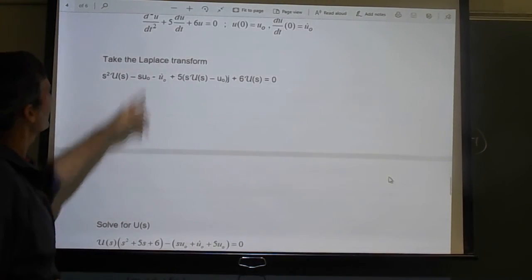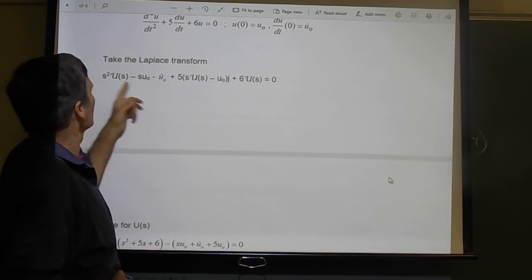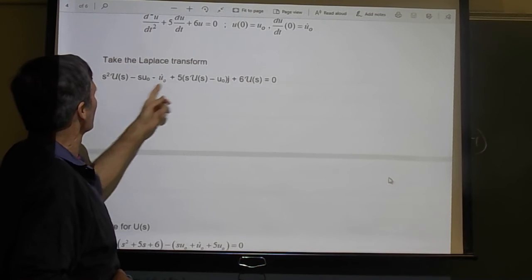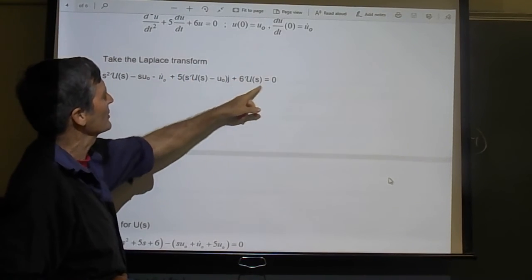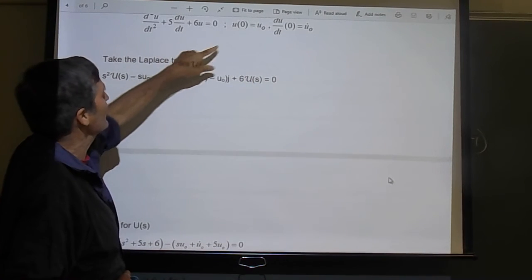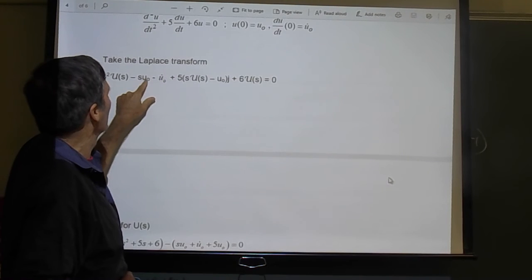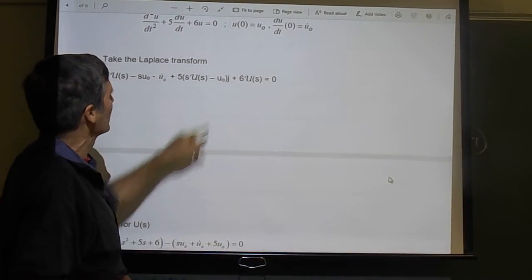We take the Laplace transform of this. u double prime plus 5u prime plus 6u equals 0. We get the transform of the second derivative, plus 5 times the transform of the first derivative, plus 6 times u of s equals 0. And we replace u of 0 with u0 and u prime of 0 with u0 dot, those two numbers.